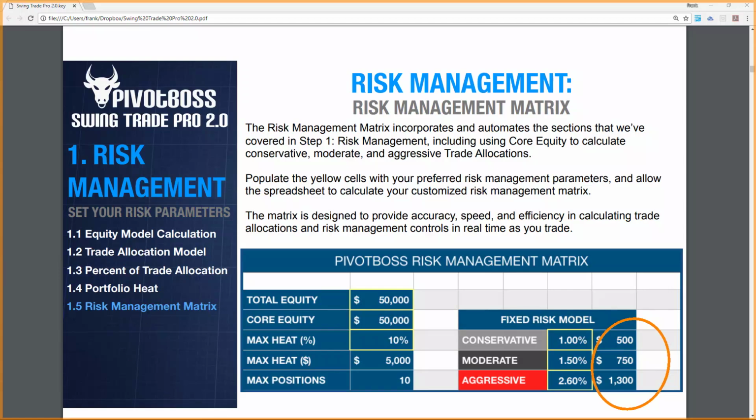Now, the easy thing here is just populate the yellow cells. So right here, there's a yellow cell, that's a yellow cell, that's a yellow cell. These are yellow. It's already pre-done for you in the spreadsheet, which you can download at the STP 2.0 dashboard. But this one, again, calculates everything for you. And there's much more below the fold here that we'll get to as well. And we'll jump into that here in a moment. The matrix, again, is designed to provide accuracy, speed, and efficiency in calculating trade allocations and risk management controls in real time as you trade.